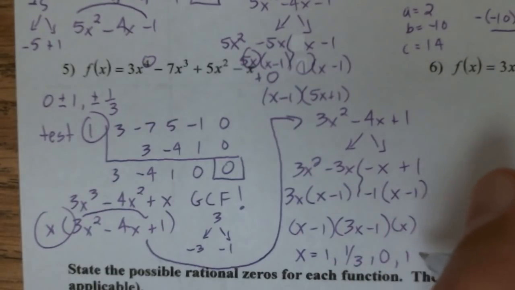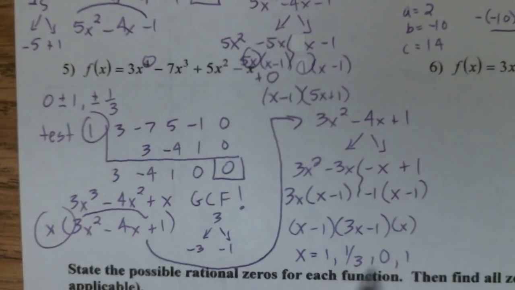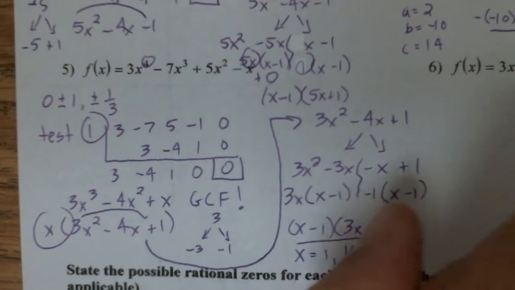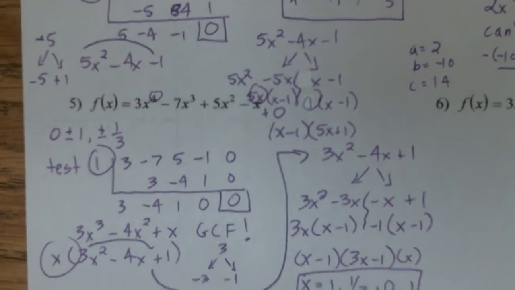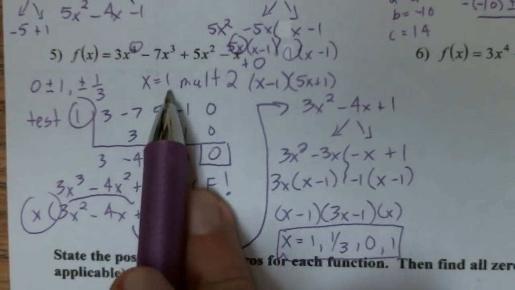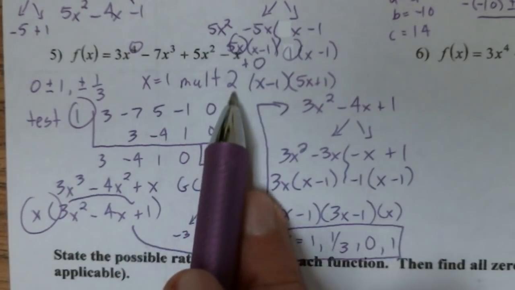So there's a couple of different ways you can write this. You could write them out like this, that's fine. But the directions say to state the multiplicity. So on this one, for x equals 1, I would just say there's a multiplicity of 2. Sorry, can y'all see that? Yeah. X equals 1, there's a multiplicity of 2.